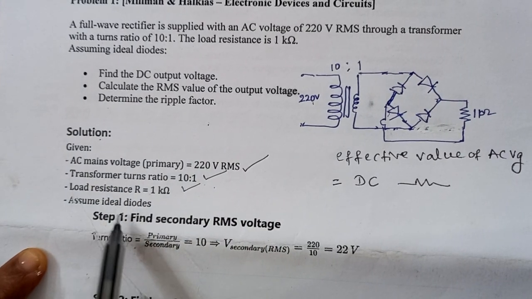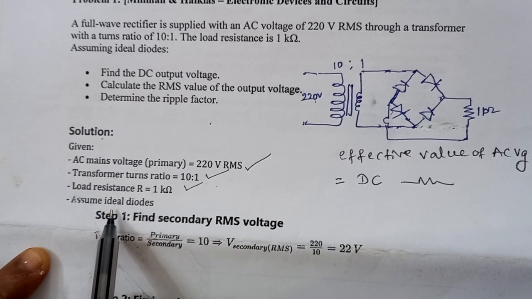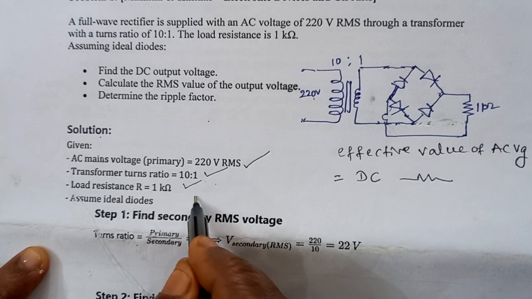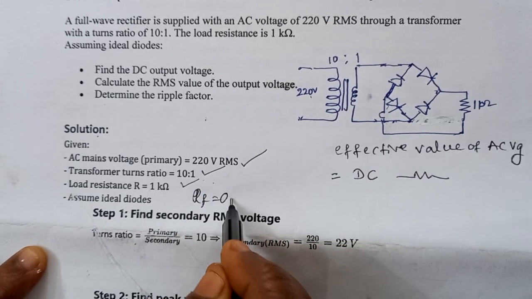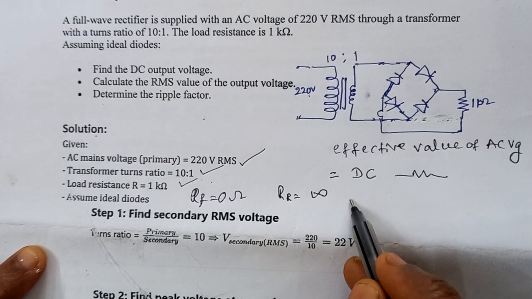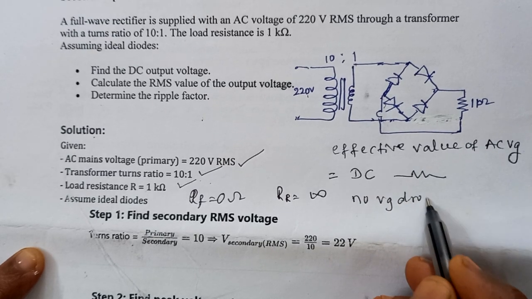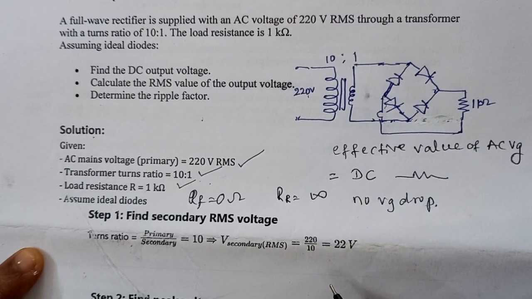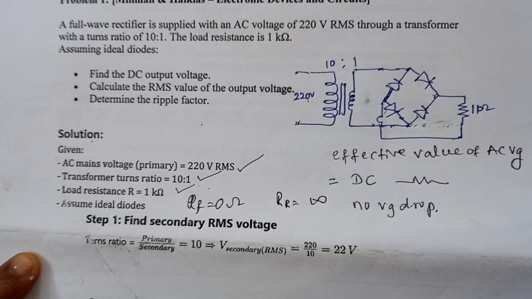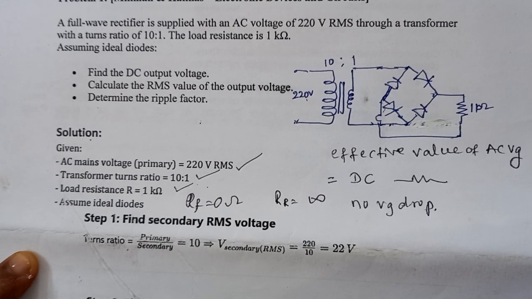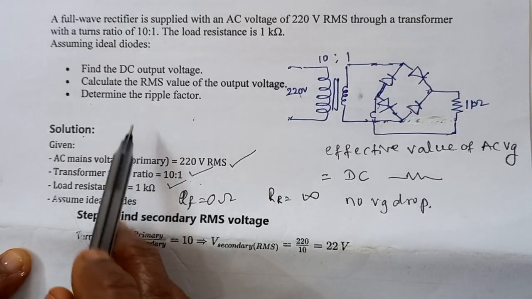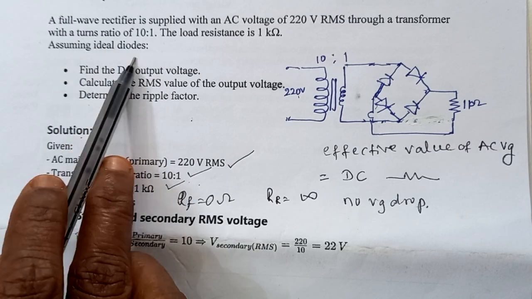Ideal diode means it allows the current to flow freely in one direction. So the forward resistance of an ideal diode is 0 ohm, the reverse resistance of an ideal diode is infinite, and there is no voltage drop across it when it is conducting. Unlike real diodes, which typically drop 0.7 volts for silicon, there is no voltage drop across an ideal diode when it is conducting. This is the meaning of ideal diode. They have given the parameter ideal diode.